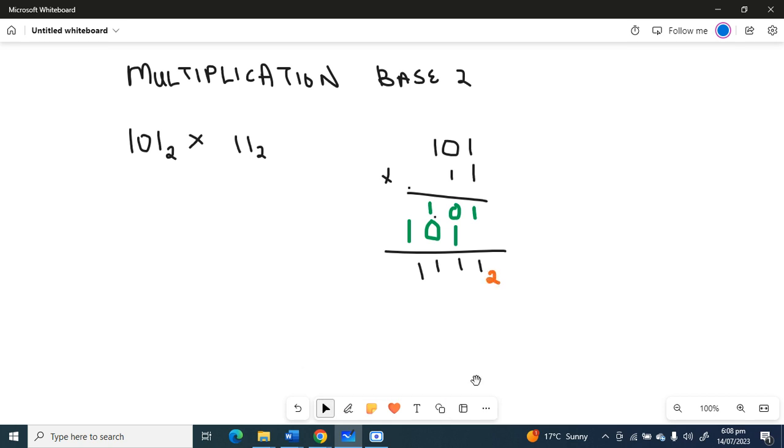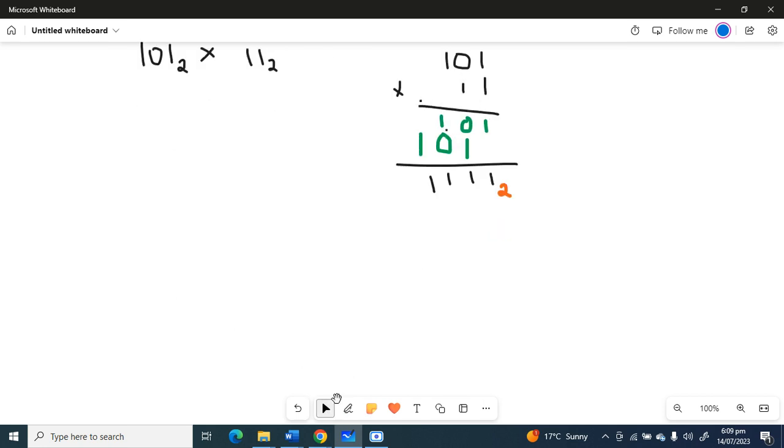Now we're going to look at a more complicated example where we're going to see what we do whenever we're adding the ones, then you find you get like a 2 or a 3. We're going to see how we deal with that. So here's the next example. We have 1, 1, 0, 1 base 2 multiplied by 1, 1, 1.